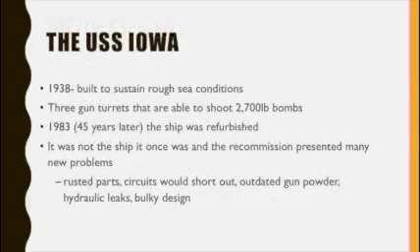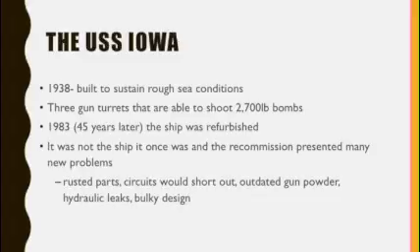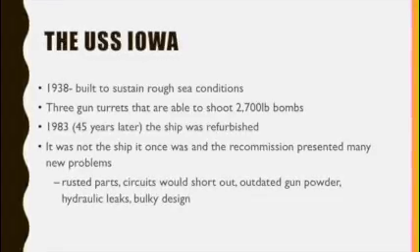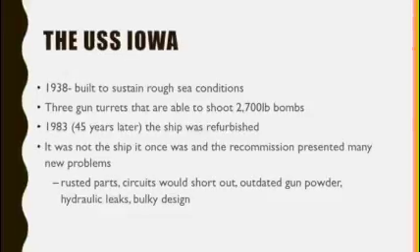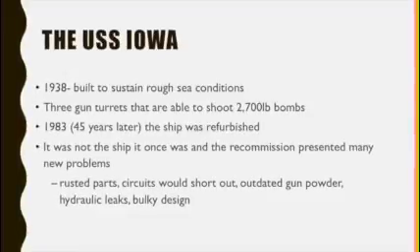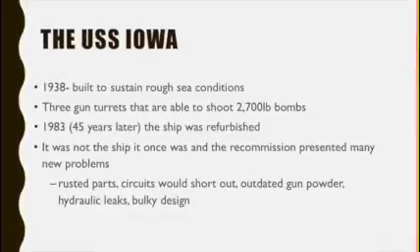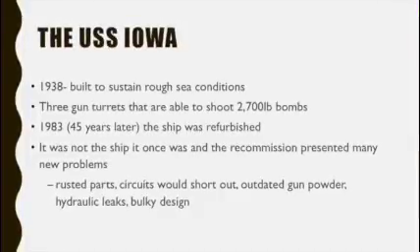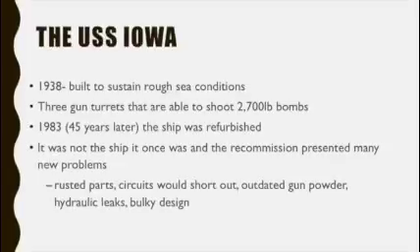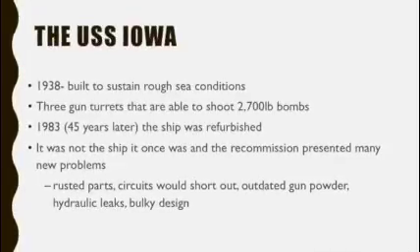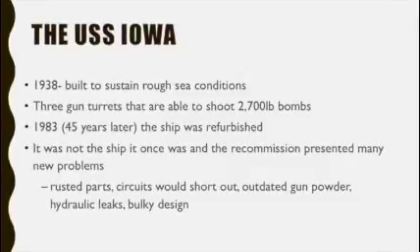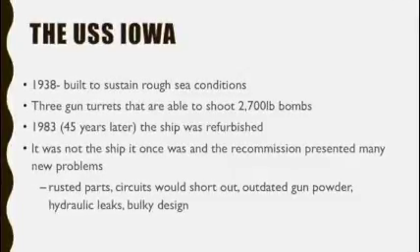The present case that we're going to discuss is the USS Iowa. The USS Iowa was built in 1938 to sustain rough sea conditions. It had 3 gun turrets that are able to shoot 2,700-pound bombs. This ship was very dangerous but very useful at the time. In 1983, which was 45 years later, the ship was refurbished. 45 years changed the ship, and it was not what it once was.